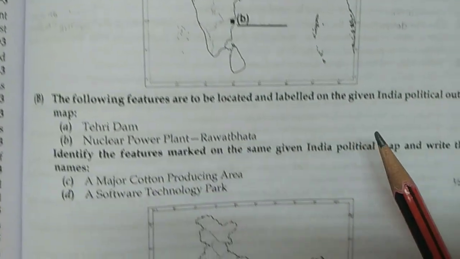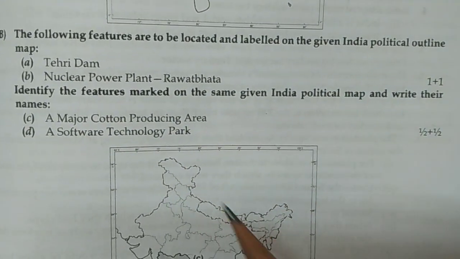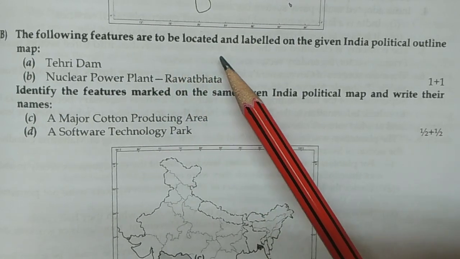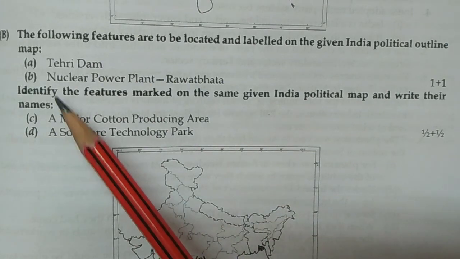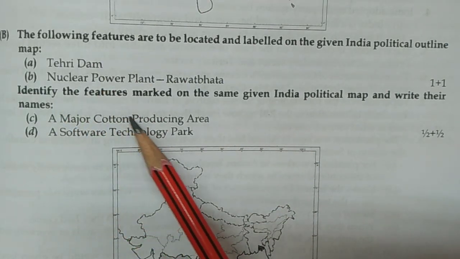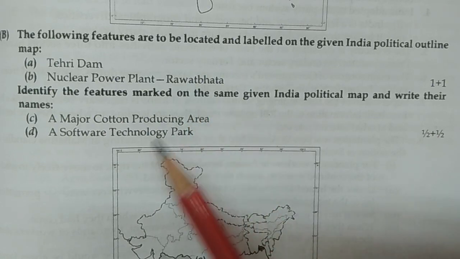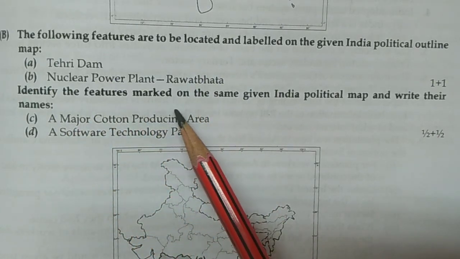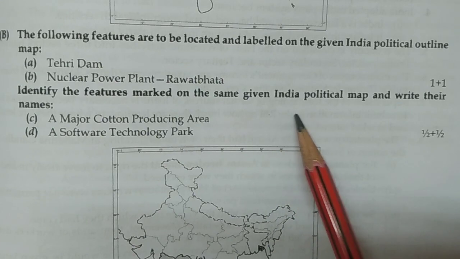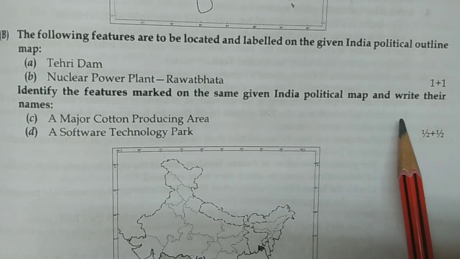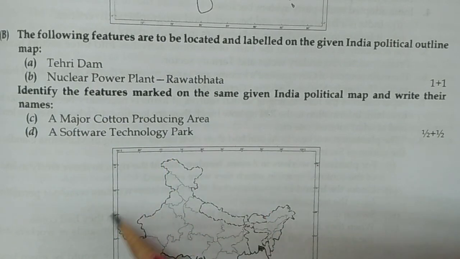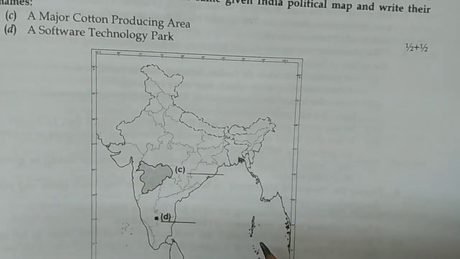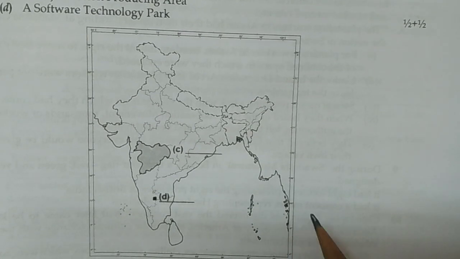And now the other question comes here. It is given that the following features are to be located and labeled on the given Indian political outline map. A is Tehri Dam, B is a nuclear power plant, and the remaining features are marked on the same India political map; write their names. C is a major cotton producing area, D is a software technology park. You can see in this map how they have marked them here, and you can complete all these things properly.